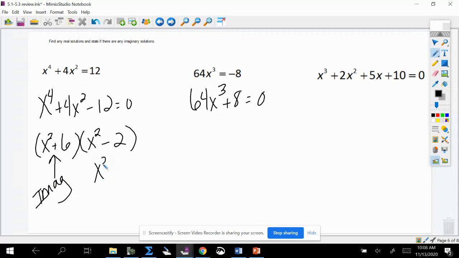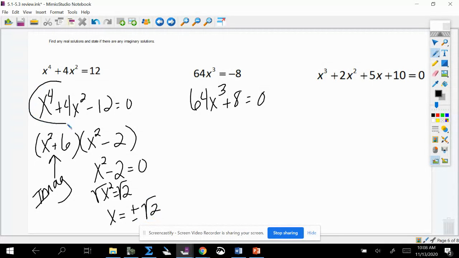This one, I actually will get solutions. If I set that equal to 0, I'm going to add 2 to both sides, and then I'm going to take the square root of both sides. So my two solutions are plus and minus √2. And if you graph this on your calculator, you will see 2 places that it crosses the axis. So your picture should match your work.